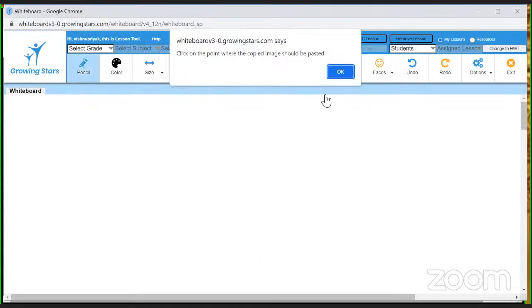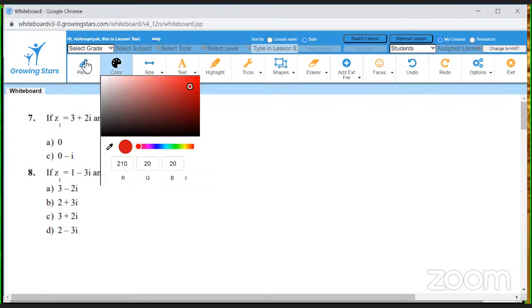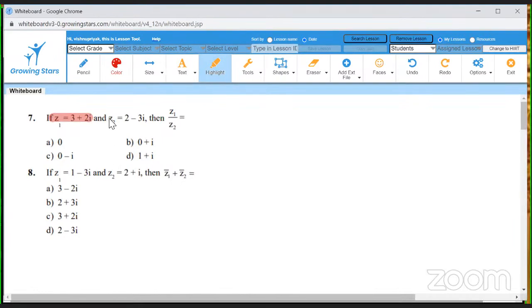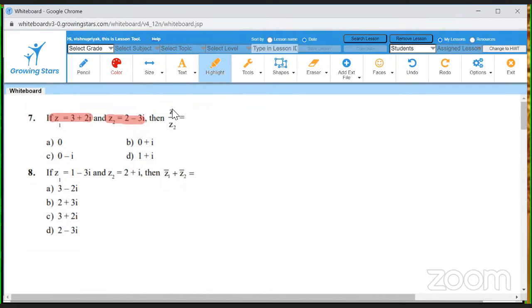Let's go to the next two questions. 7th and 8th. Look at question number 7. Z1 is given as 3 plus 2i. Z2 is given as 2 minus 3i. What is Z1 by Z2? Find out and tell me the answer.